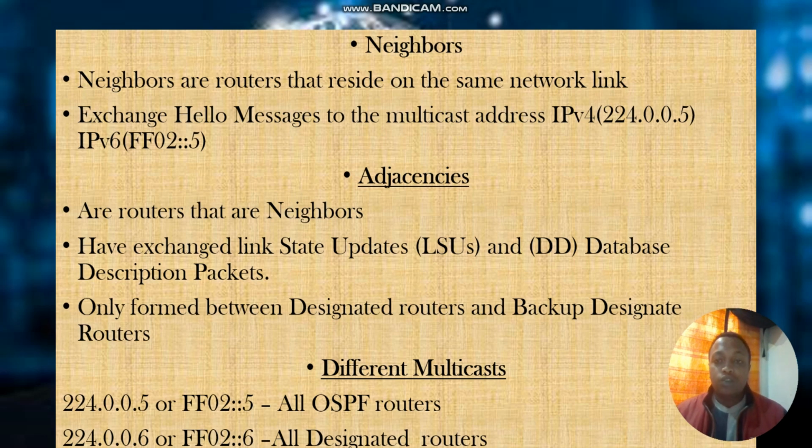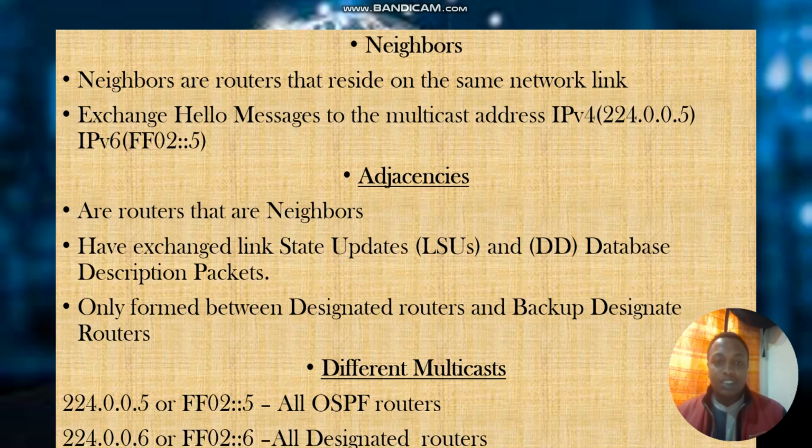In IP version 4, the multicast address is 224.0.0.5. In IP version 6, we have the multicast address being FF02::5. So that is the multicast IP address when it comes to OSPF neighbors.